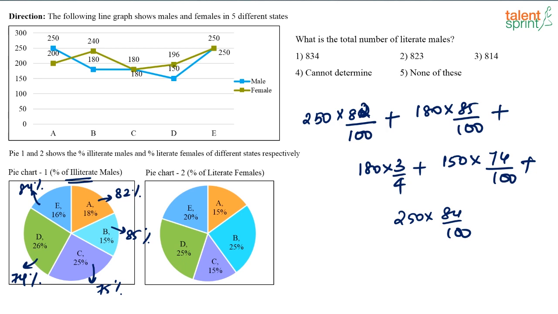Maybe such questions you can keep towards the end. If time permits, solve it, otherwise skip it. But all the other questions in this set are very, very easy. Yes, 814, option 3. So when you solve it, you should get the answer as 814.